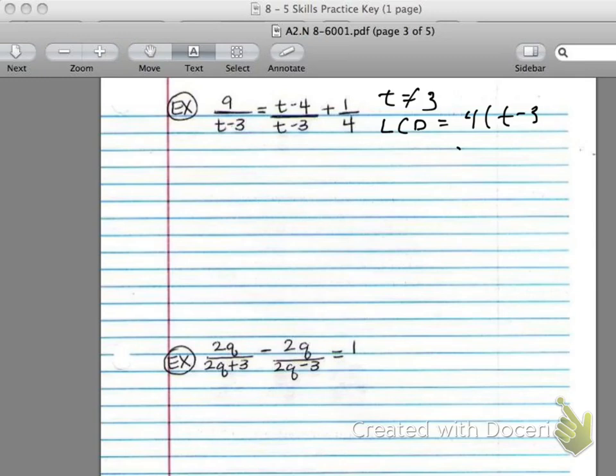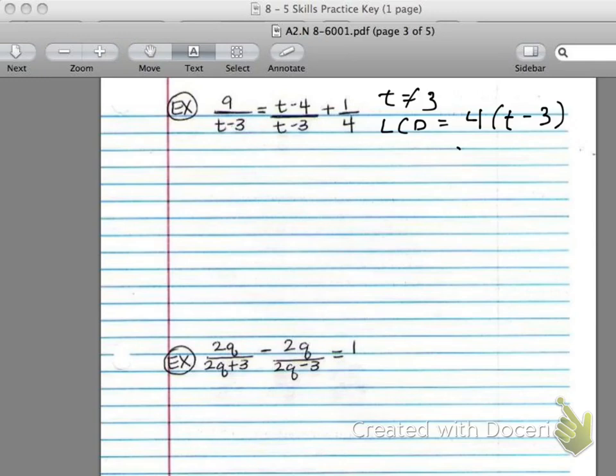I think I heard somebody trying to say it. You take your terms and multiply them together, so 4 times t minus 3. You take what you have on the bottom. I have a t minus 3, and I have a t minus 3, and I have a 4. You only take one of each. There are 2 of these, only need 1. And I multiply this by this other thing on the bottom.